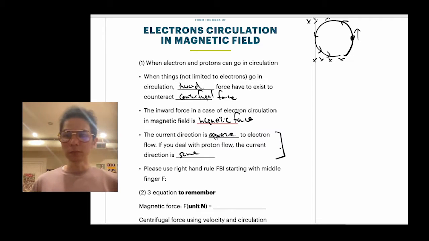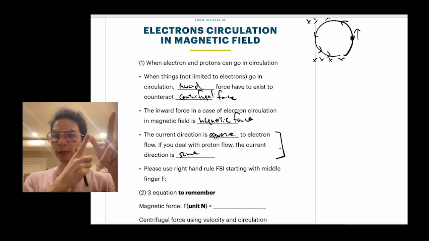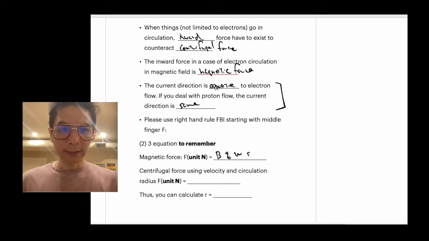And like I said, you're gonna use FBI rule, the right hand rule. So remember that F is force direction, B is magnetic field direction, and I is current direction. And in this magnetic force, the equation to get force is F equal B, this is magnetic field, and Q, this is charge, and V, this is velocity, and sine theta. But in this circulation problem, this is most likely 90 degree. So in short, you just can remember that this is BQV.